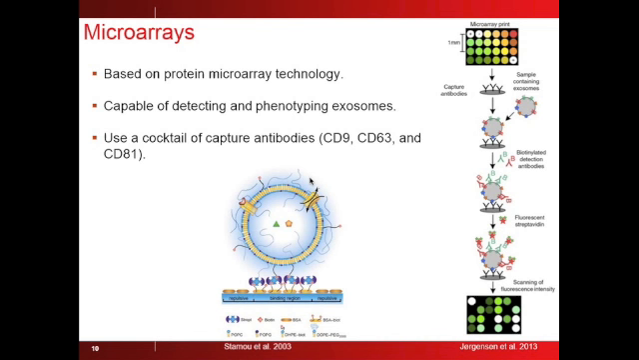So this is one of the ways that people have found to isolate exosomes. These are the particular cocktail, they call them, of antibodies that they've used, for example, CD9, CD63, and CD81, which have been found to be specific to exosomes. So with this kind of platform, they're able to detect and also to phenotype exosomes based on what their combination of antigens on their surface are.